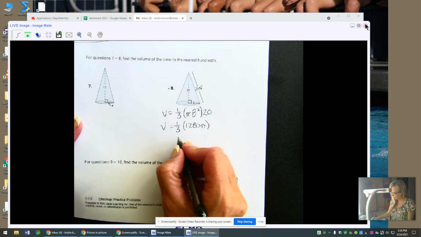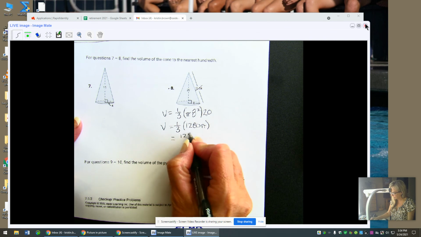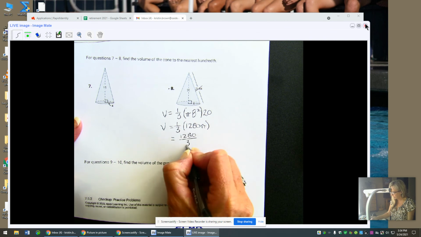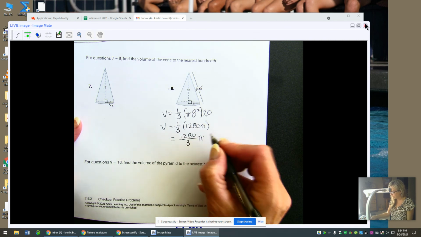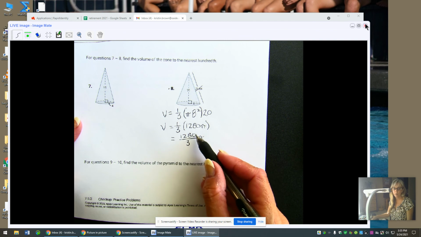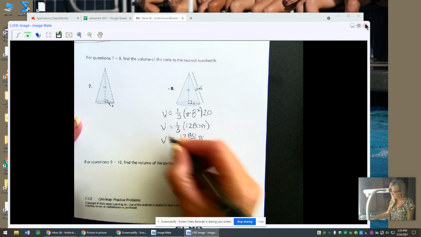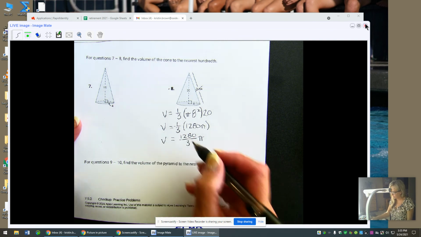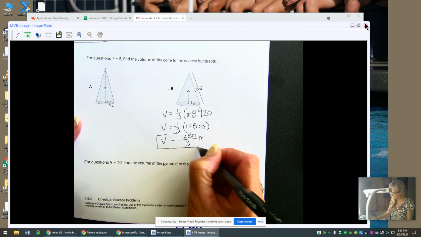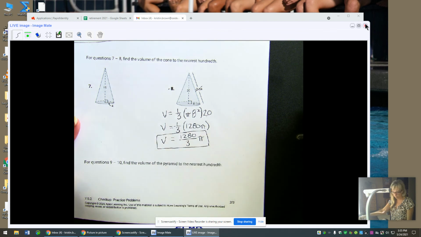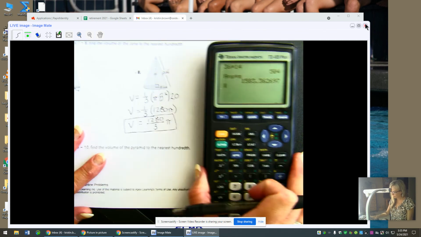I don't know how Apex is going to write it. It's possible they could write it like this. I wouldn't be surprised. And then pi over here. Or really pi could be written in the numerator. That would be fine. So expect any of those possibilities. But the directions say round to the nearest hundredths. So let's put that all in.